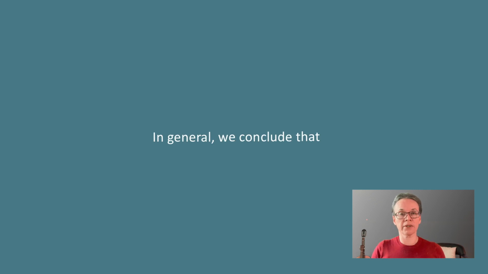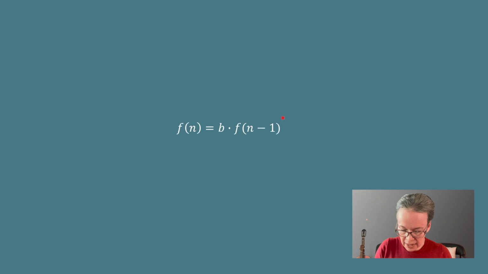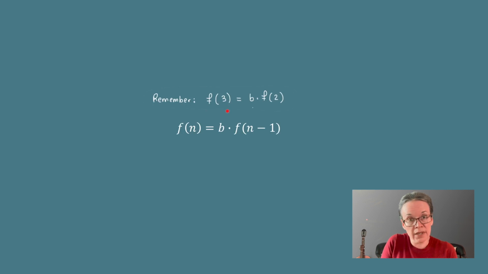So in general, I want us now to generalize this statement. In general, we can conclude that f of n is equal to the common ratio times f of n minus 1. And f of n minus 1 is the previous y value, going one step back. Again, just in case, remember that this is what we had before, right? We took a specific example, f of 3, and we noticed that f of 3 was equal to the common ratio times f of 2.